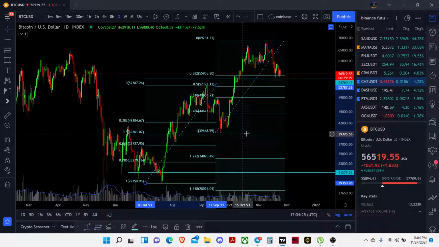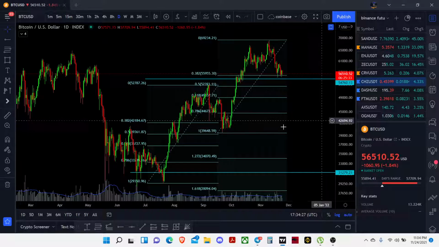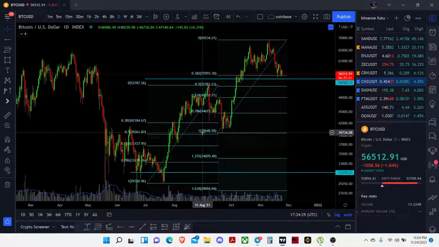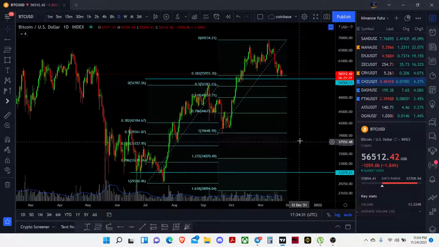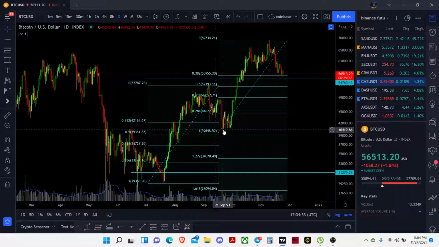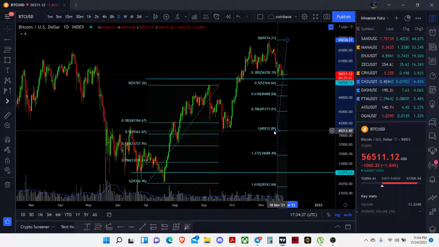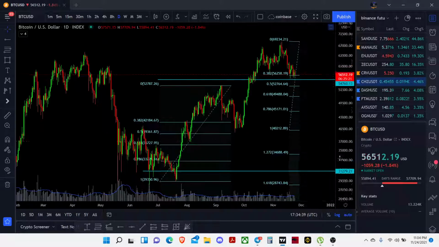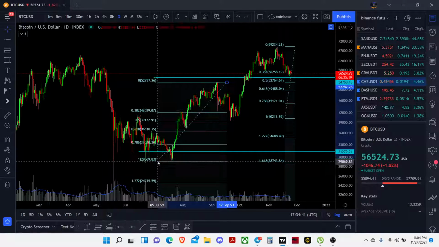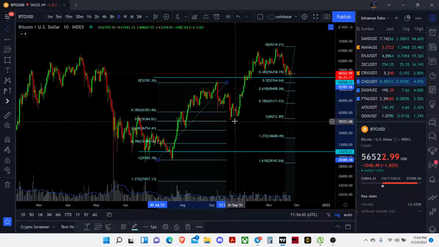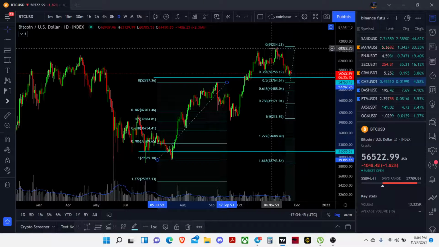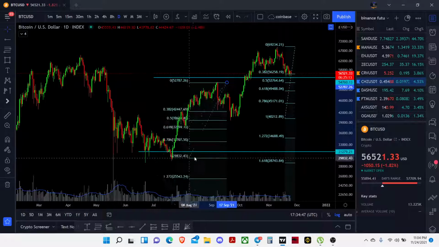So look at this here, we got a move back down to the 0.5 at this area. So I'm going to move the fib. Look at these guys. This was a bounce from the 0.5 that we got there.